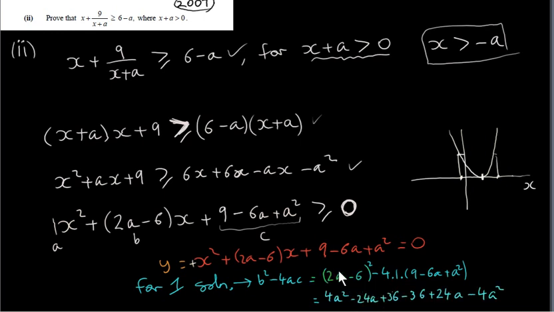So we expand this out. 2a times 2a is 4a squared. 2a by minus 6 is minus 12a. Double that, we get minus 24a. Minus 6 squared is plus 36. We multiply minus 4 into this, and you can see that it all breaks down to 0.